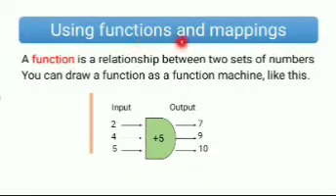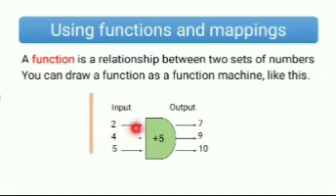Using functions and mappings. Now, a function is a relationship between two sets of numbers. So you can draw a function as a function machine like this. So this is a function machine. We call this side the input, and this side the output.